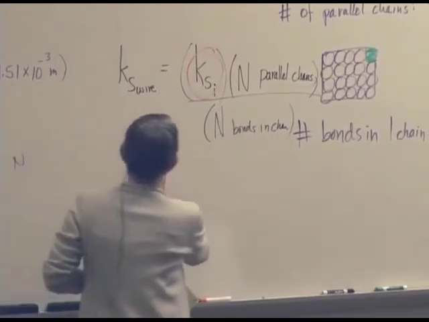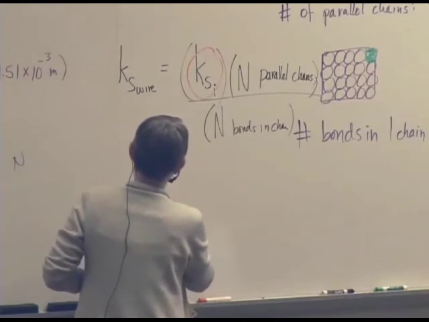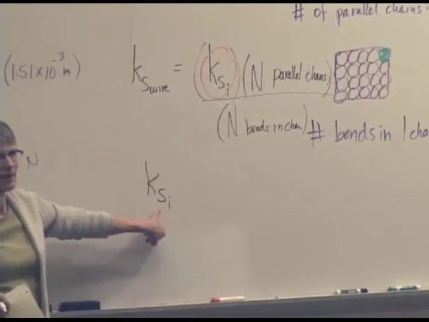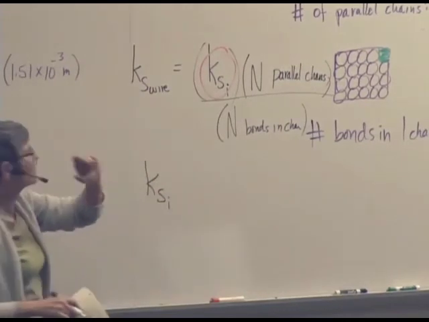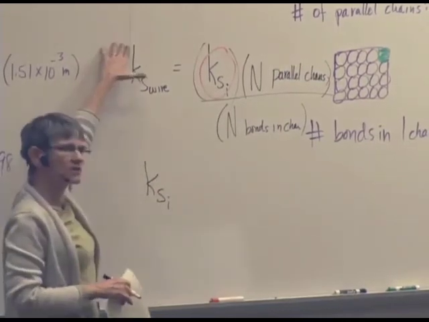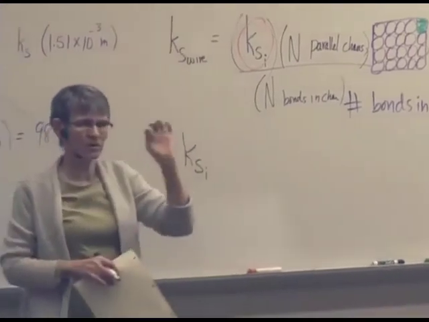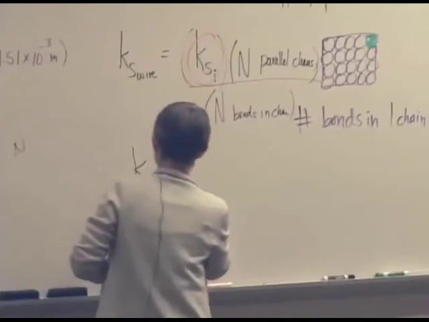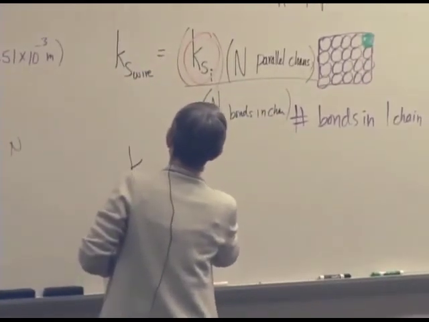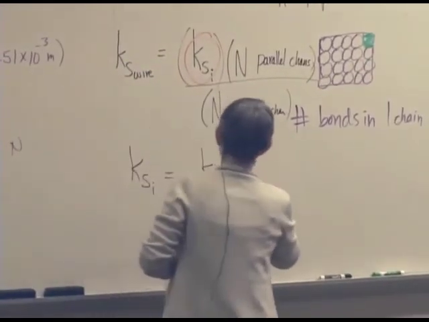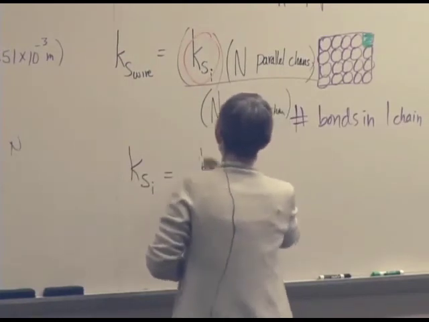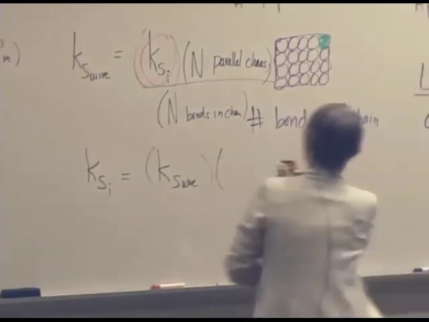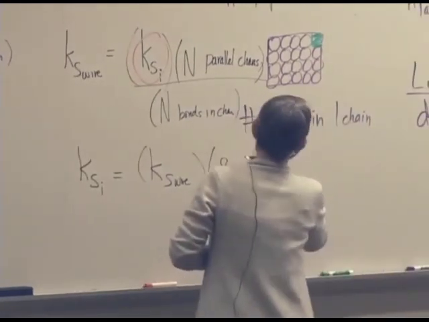So let's solve for it. The spring stiffness, we usually use k sub s sub i. That means for interatomic bond. Okay, so this is a macroscopic quantity. It's the whole wire. This is the microscopic quantity we're figuring out from our macroscopic measurements. So this is the interatomic bond, and that's going to be equal to the spring stiffness of the whole wire times the number of bonds in the chain, which was 8.